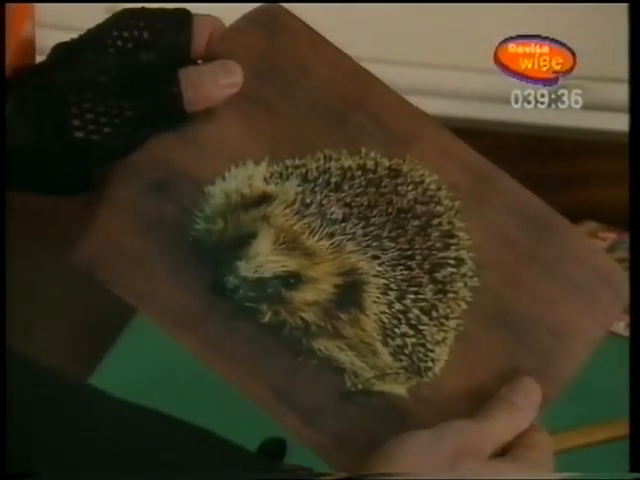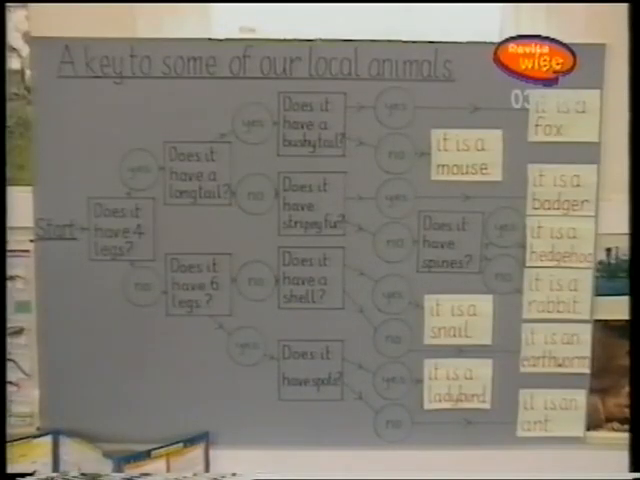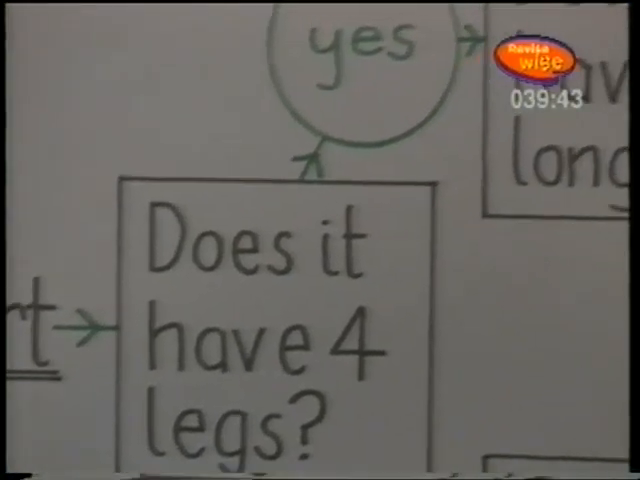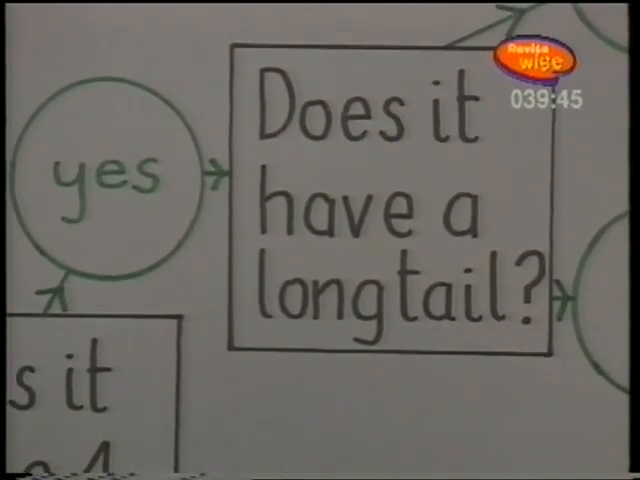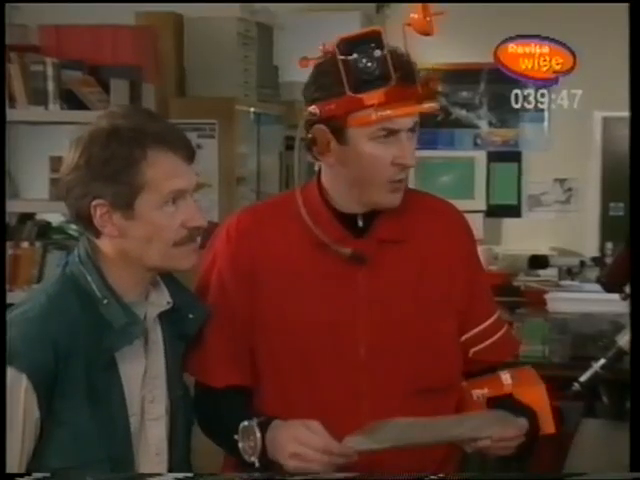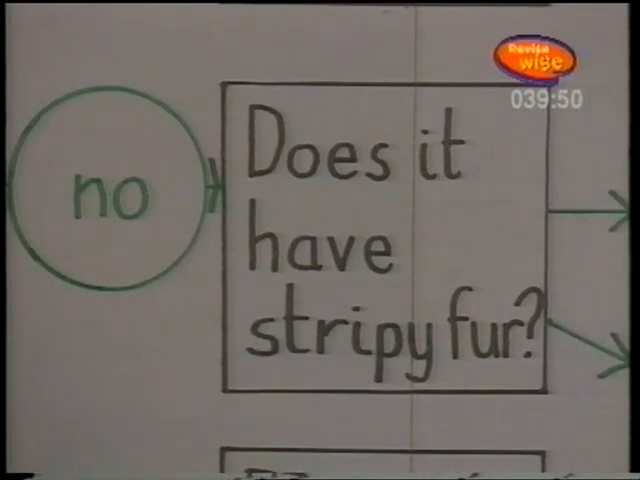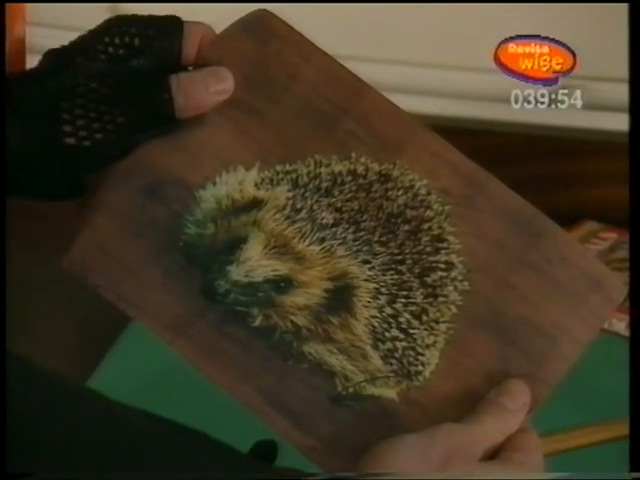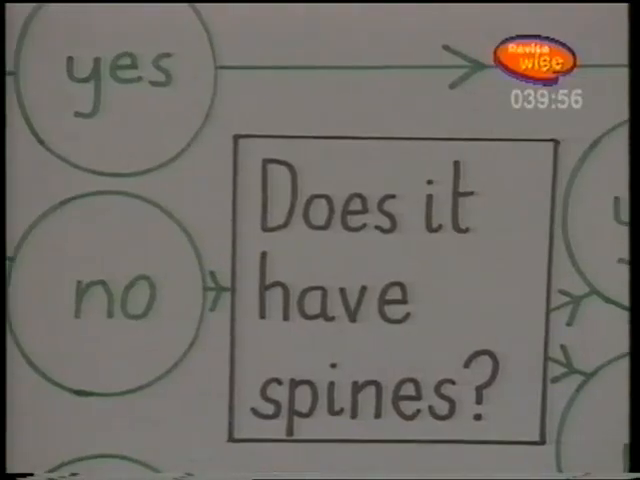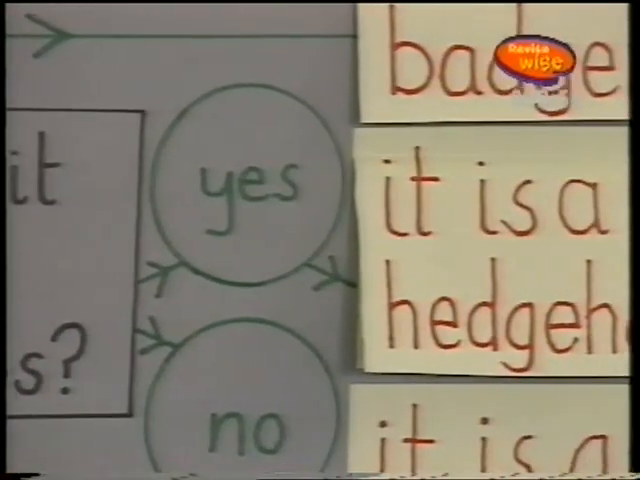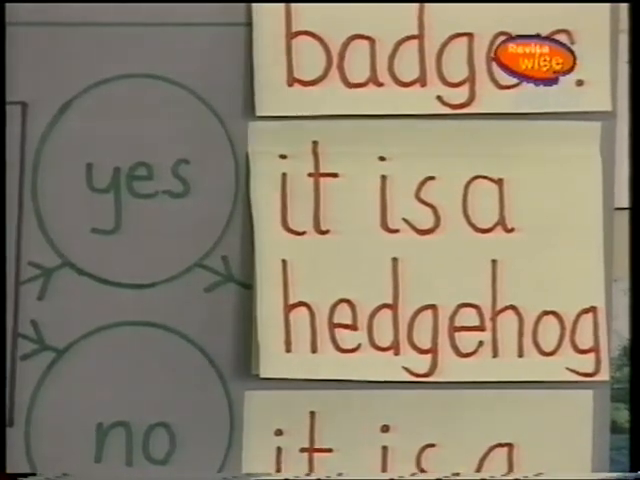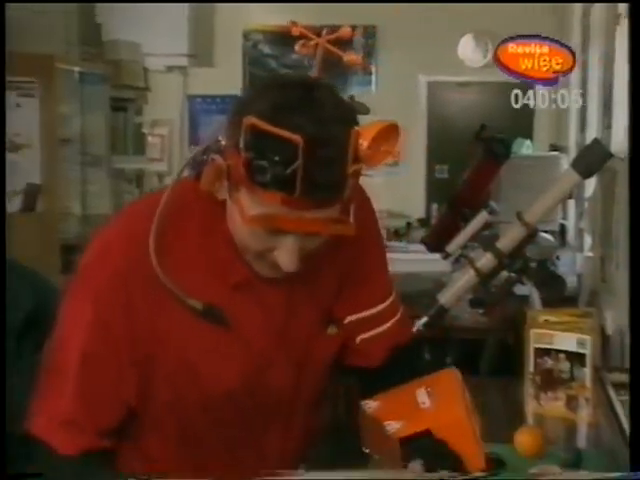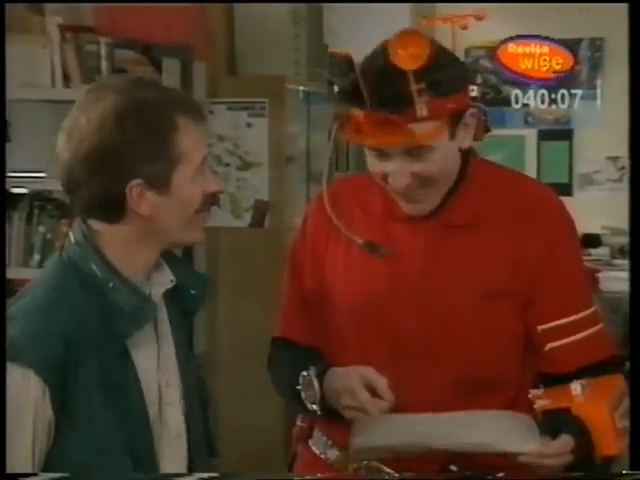Uh-huh. Well, I'll ask the questions, you say yes or no. Right. First of all, does it have four legs? Yes. Does it have a long tail? No. Does it have stripy fur? No. Does it have spines? Yes. Let's see what the answer is. It is a hedgehog. It's a hedgehog. That's a hedgehog. That's right. That's very clever.